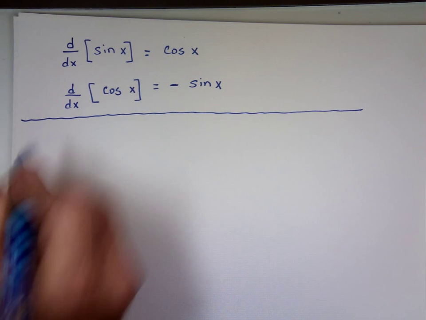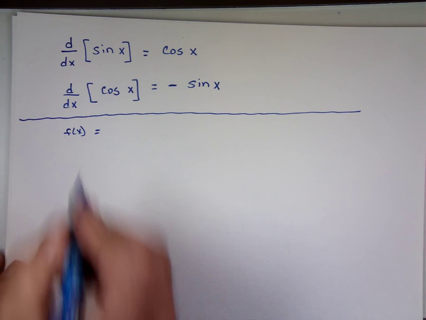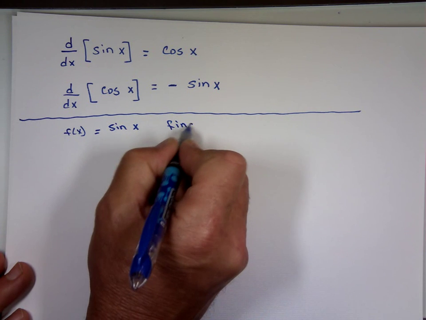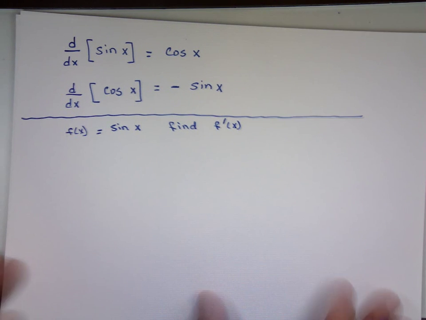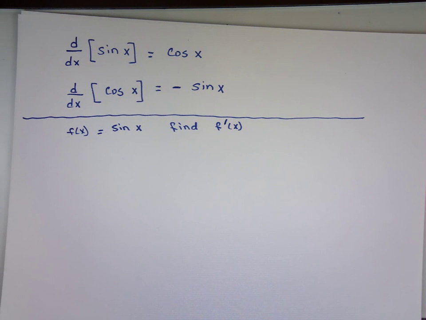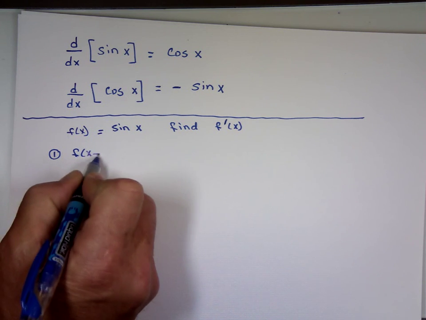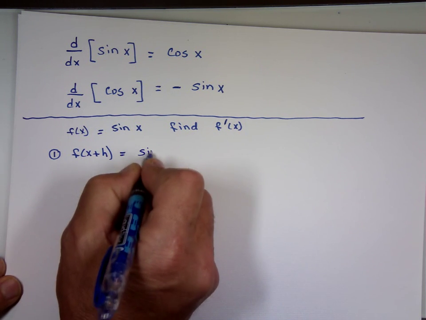So here we go, f of x. I'm going to do the math and show you that's why we looked at the 4-step process. It's sine of x, and I'm saying find the derivative of that. If I need to prove it, I have to use the 4-step process. The first step, I need to find f of x plus h, or delta x, whatever you want to call it. And that's sine of x plus h.